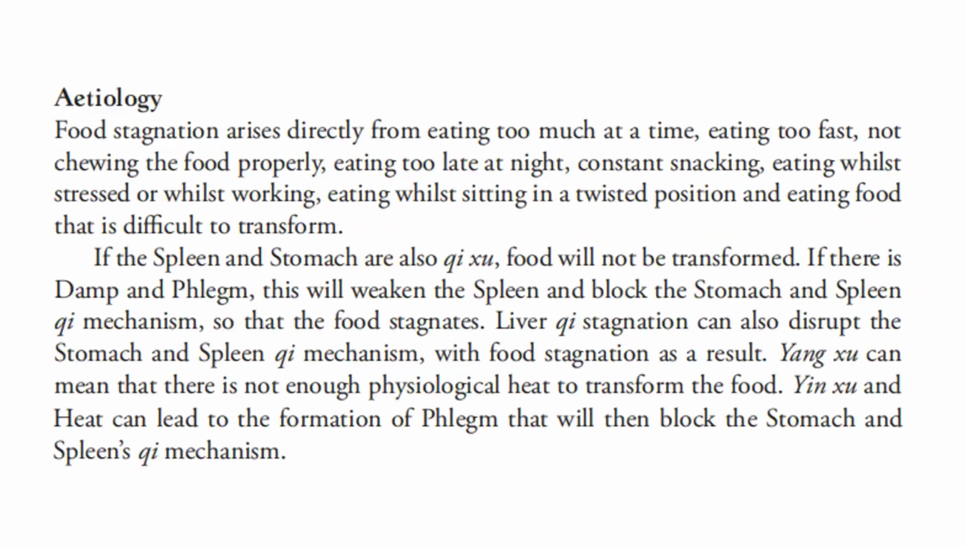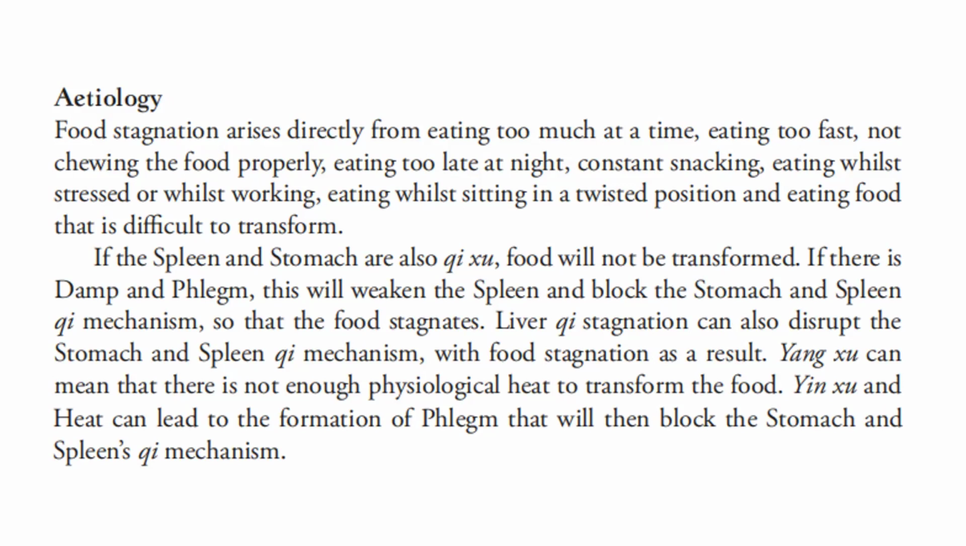The etiology of food stagnation arises directly from eating too much at a time, eating too fast, not chewing the food properly, eating too late at night, constant snacking, eating whilst stressed or whilst working, eating while sitting in a twisted position, and eating food that is difficult to transform. If the spleen and stomach are also chi shu, food will not be transformed.